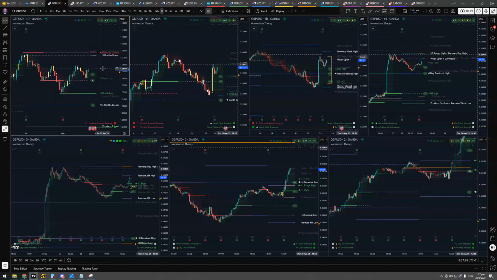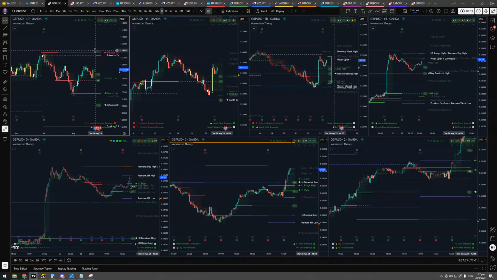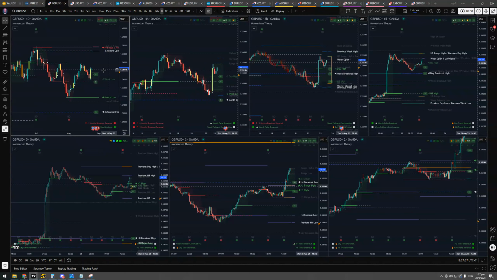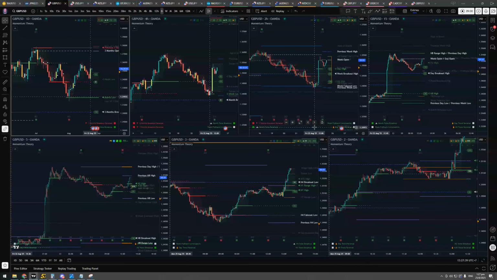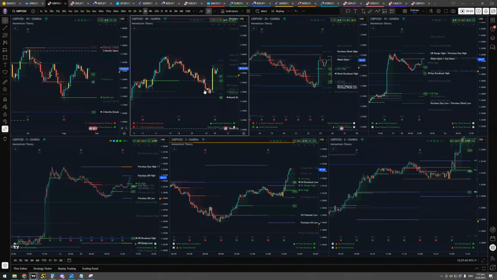And if you're still trying to learn and still trying to figure out the setups, I would suggest focusing on just two time frames. And once you get more used to it, then add a third and then a fourth. And then eventually you can start looking at all of these at once.